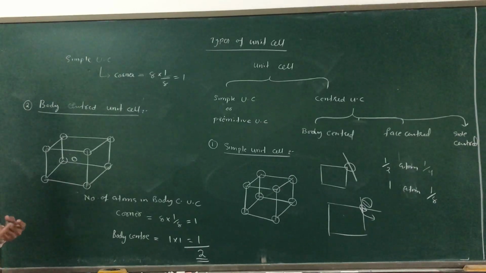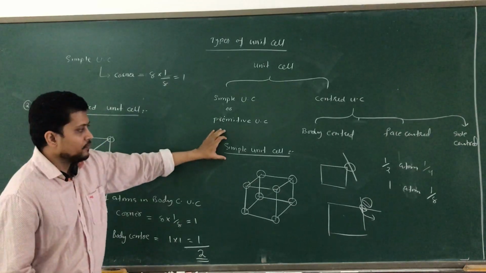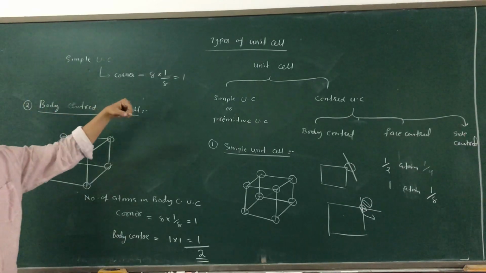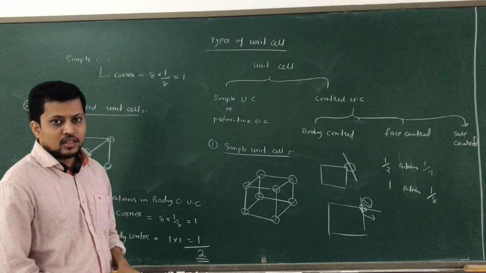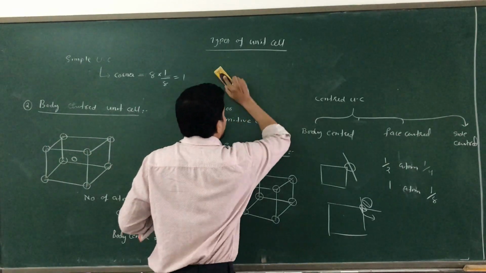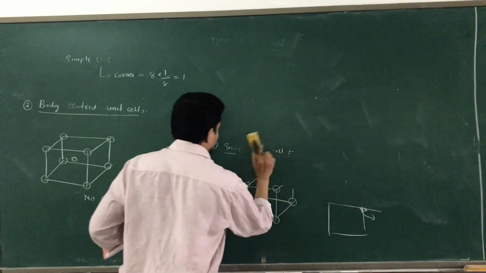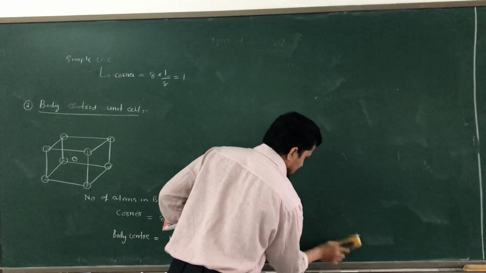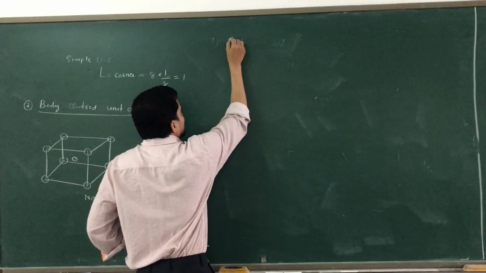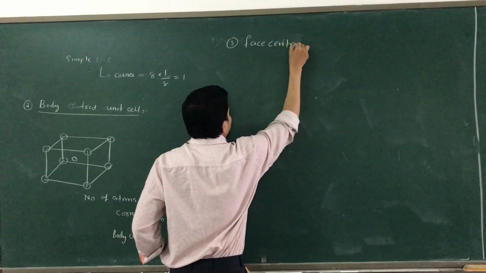In the same way, we can go for a face center also. So this is the second type, body center. Simple, we understand. Then we have started second, body center unit cell. Then we are going for face center unit cell also. The third one, the face center unit cell. So that I will explain now. Okay, now third one, face center unit cell.